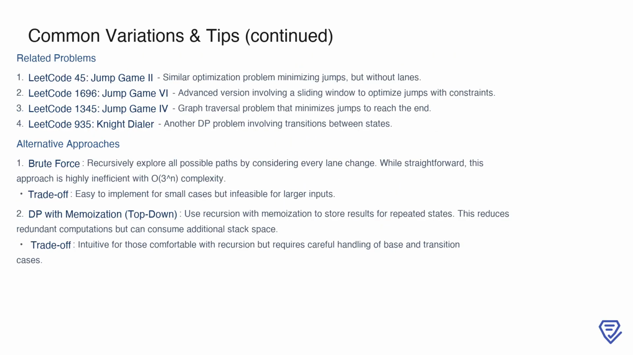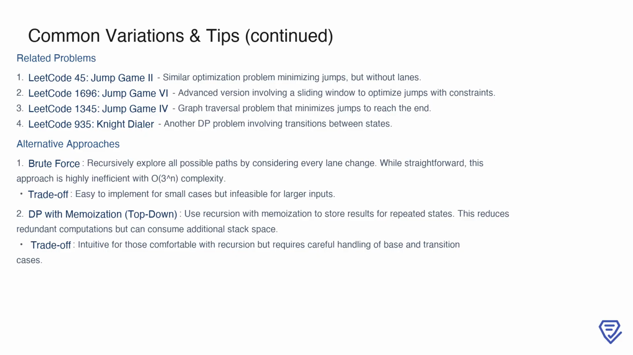This problem shares similarities with several other LeetCode challenges, making it a useful foundation for related problems. For instance, in LeetCode 45, Jump Game 2, you also aim to minimize jumps, but without the added complexity of lanes. LeetCode 1696, Jump Game 6, is a more advanced version that incorporates a sliding window to optimize jumps under specific constraints. In LeetCode 1345, Jump Game 4, the focus shifts to graph traversal, minimizing jumps to reach the end. Lastly, LeetCode 935, Night Dialer, is another dynamic programming problem that revolves around state transitions, albeit in a different context.